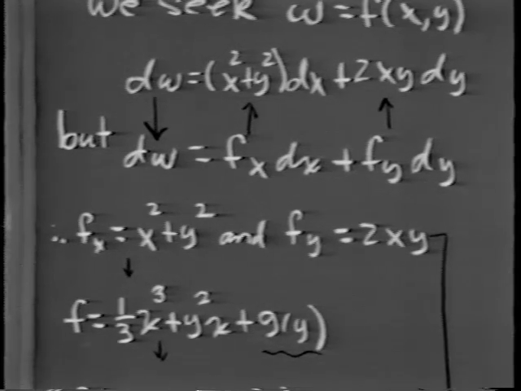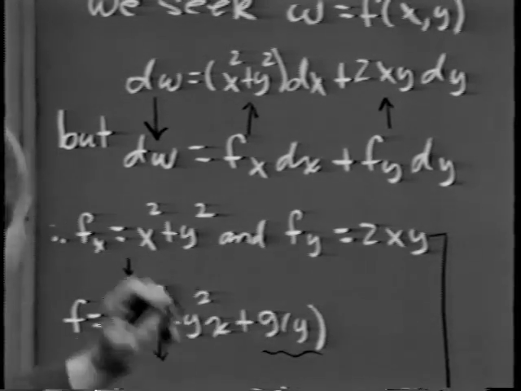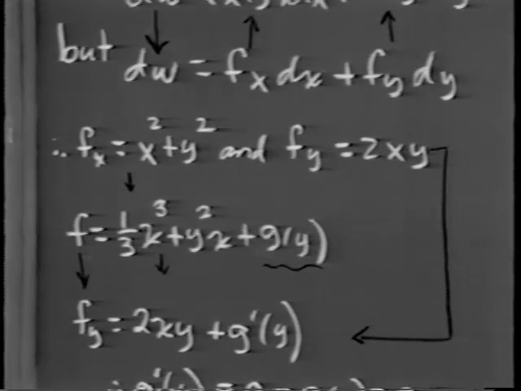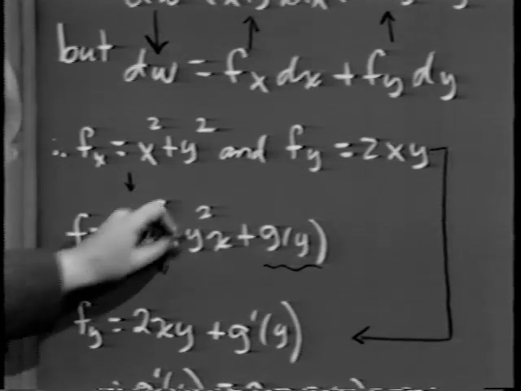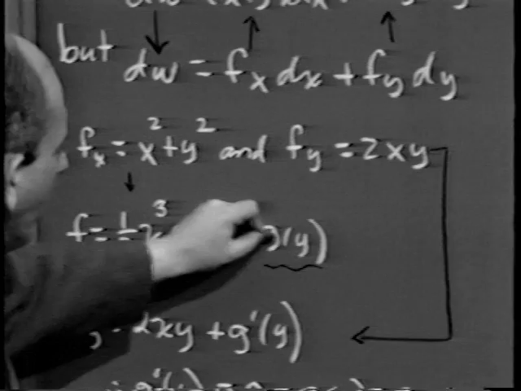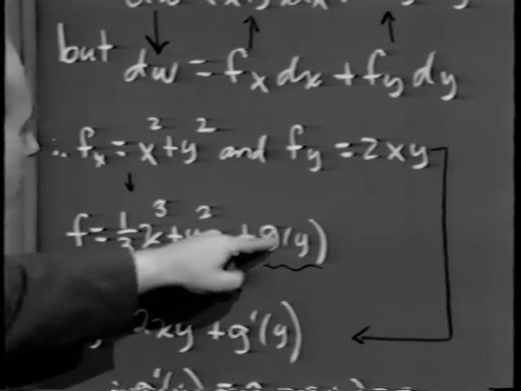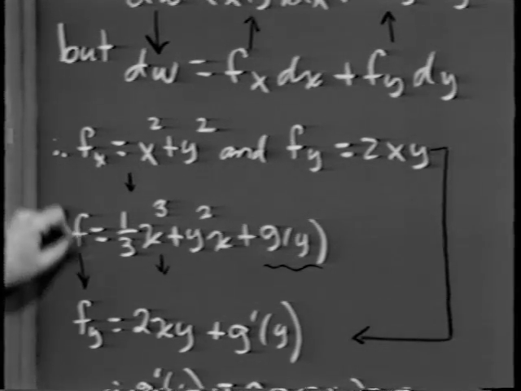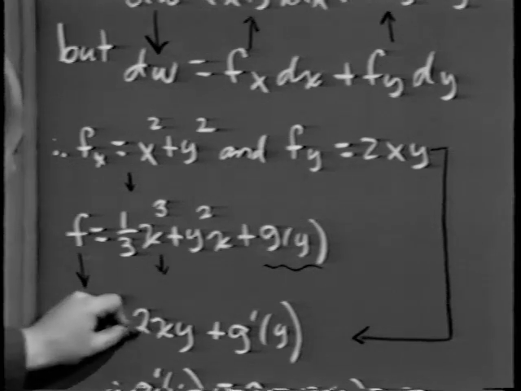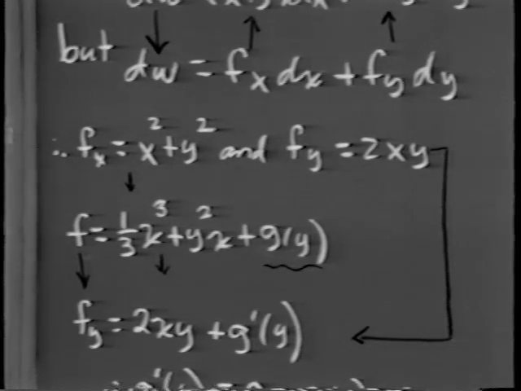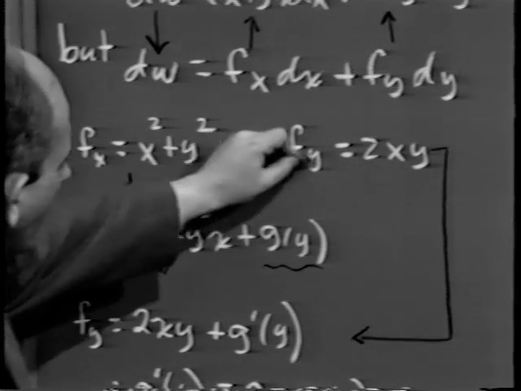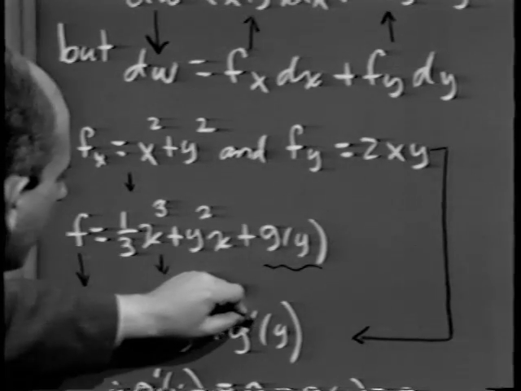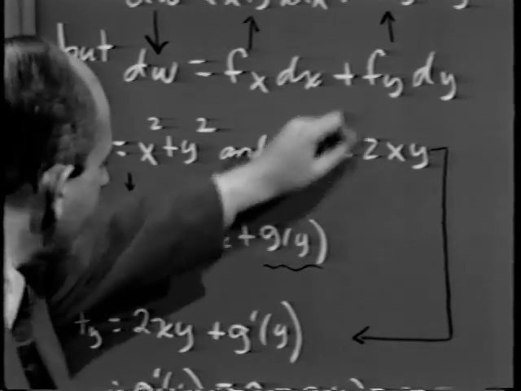And to utilize that piece of information, I come to this equation and say, let me just differentiate this with respect to y, treating x as a constant. If I do that, this term drops out. This term becomes 2xy, and this being a function of y alone, its derivative with respect to y is just g prime of y. So whatever f is, the derivative of f with respect to y is 2xy plus g prime of y. On the other hand, we also know that the partial of f with respect to y is 2xy. Consequently, since these are two different expressions for the same quantity, they must be equal.